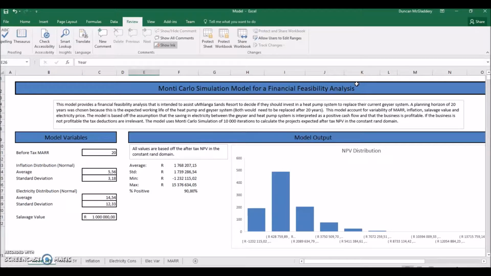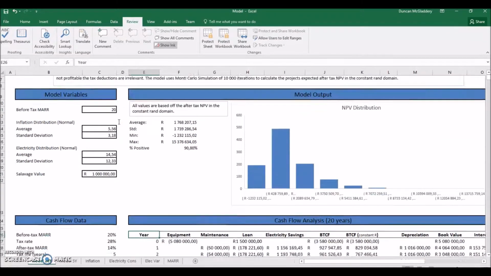Hello, I'm Duncan McGladdery, and I developed a Monte Carlo simulation model for financial feasibility analysis. This screen shows the model's variables as well as the model's output. But before I get into the details of this, I'd like to show you what the model is based off.